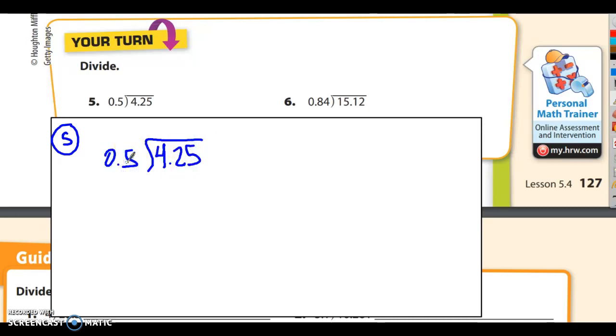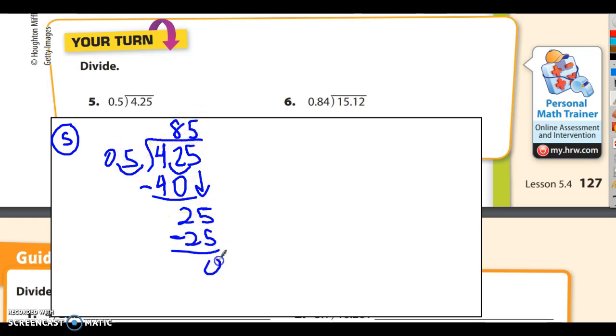And this is similar to our first one, where you can't divide by a decimal. So we have to make this a whole number by multiplying by a power of 10. And if we do that to the divisor, we have to do that to the dividend. So I move that one place to the right. Now I have 5 goes into 42 8 times. 8 times 5 is 40. How many times does 5 go into 25? It goes into 5 times. 5 times 5 is 25.